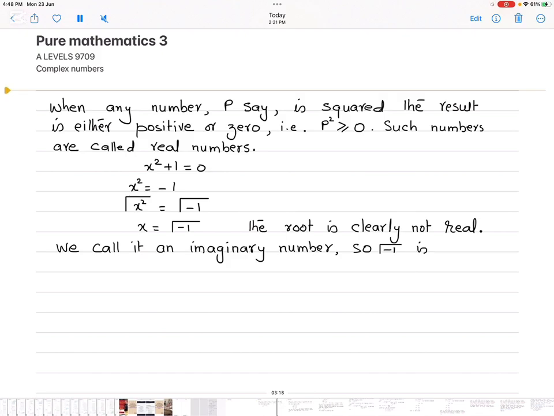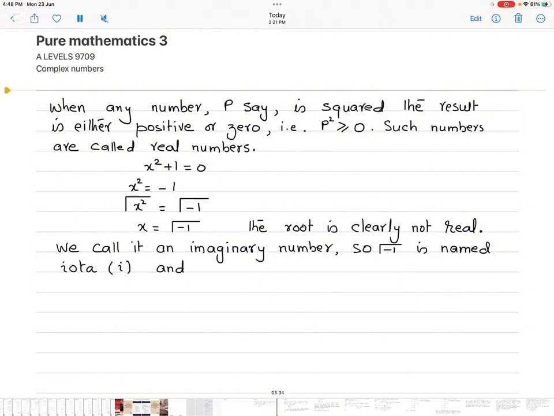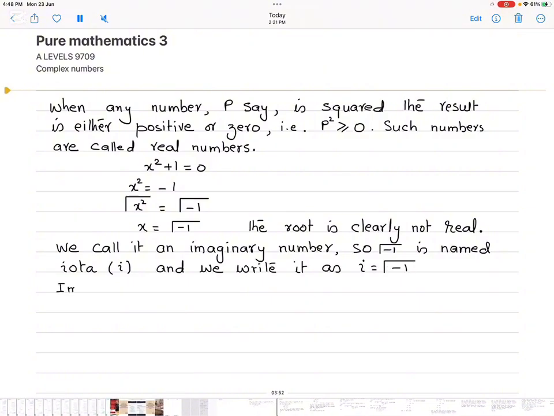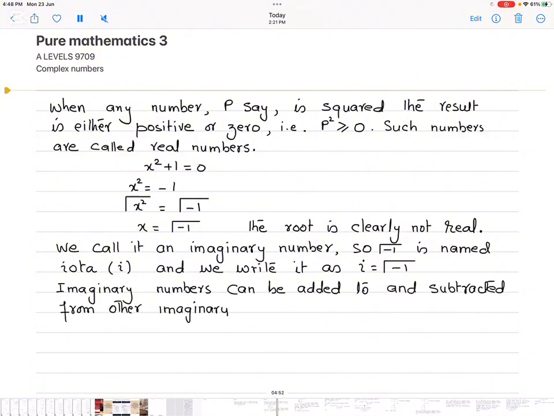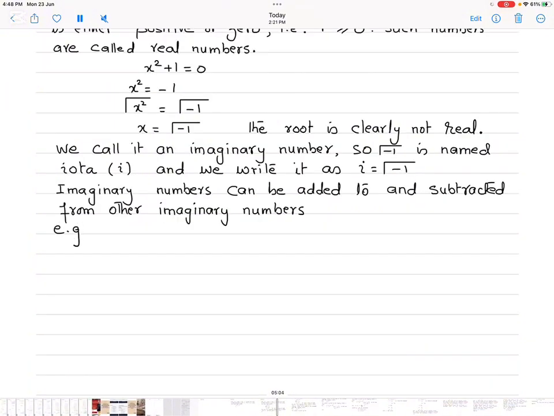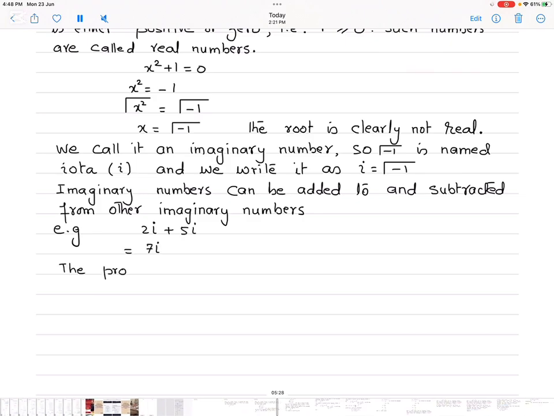So the square root of negative 1 is named iota. In short, we write it as small i. i equals square root of negative 1. Imaginary numbers can be added to and subtracted from other imaginary numbers. For example, 2i plus 5i gives us 7i.